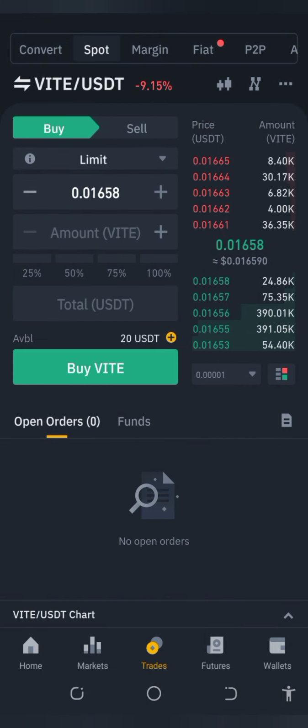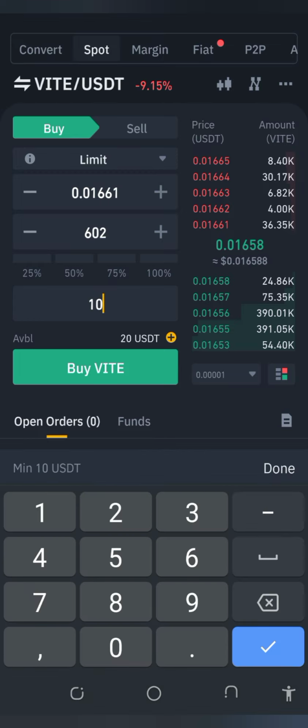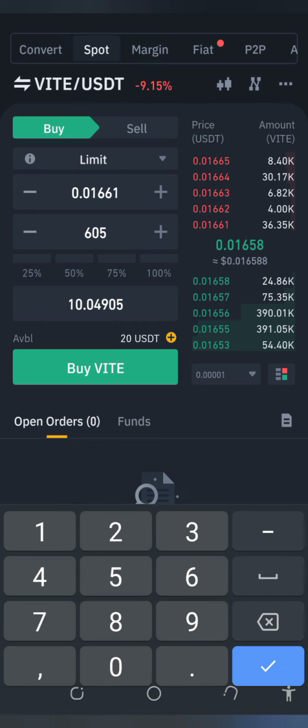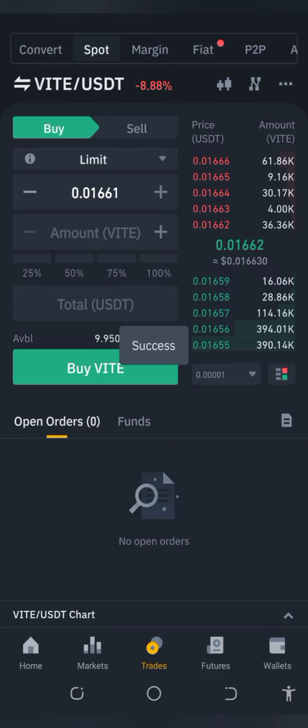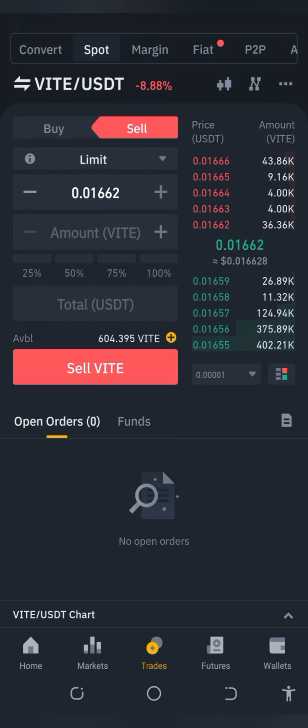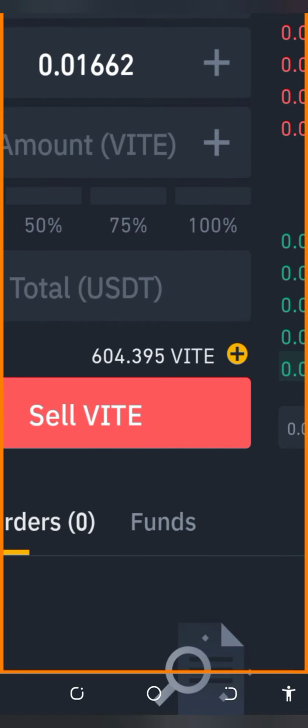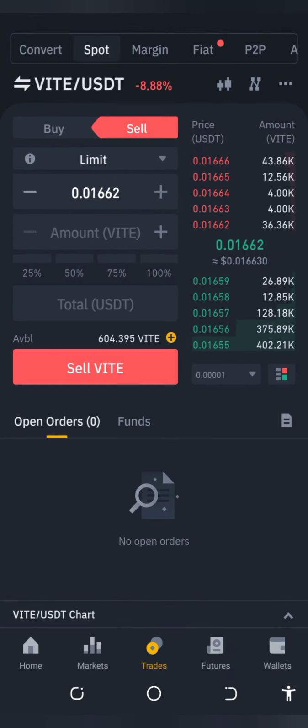Okay, so let's go ahead and do this first one. That's the first red, and then we're going to put 10.05. Okay, let's see what this is going to give us. Let's take our screenshot, and then we buy. I told you it's going to go swoosh, quickly. No stress, no wasting of time. So now, what do we have? We've got 604. Oh, I should have done 609, but that's fine. This is 604.395. Okay, so now let's go over and try and get this sold.